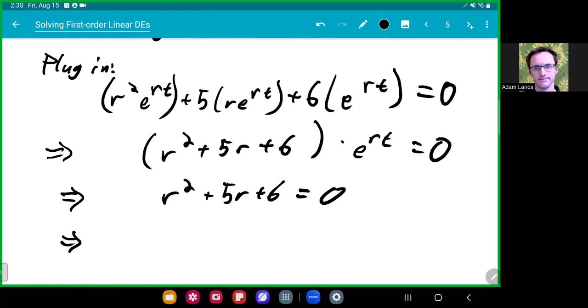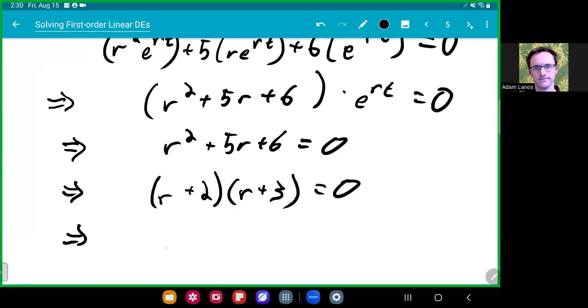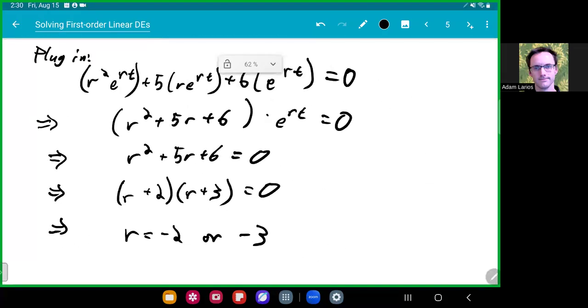And now this is a problem of basic algebra, right? We can factor this. So if we put an r and an r there, we know that 6 has factors of 2 and 3. And if I put a plus in the middle, we get something like that, which tells us that r should be -2 or -3. Okay, so we've got some values of r that seem to work.